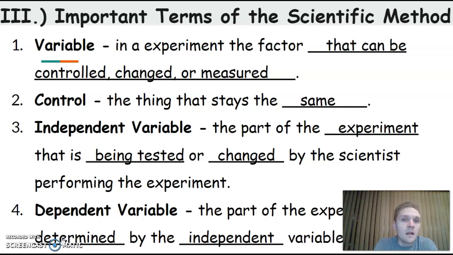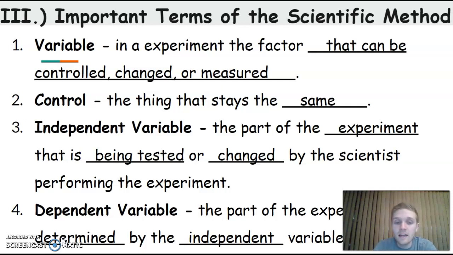And we'll look at a little bit more on the next slide of what kind of things are controls in an experiment. Then we're going to have the independent variable. That's the part of the experiment that's being tested or changed by the scientist. You can remember I, independent, I change. So the independent is the I change, the thing that the scientist, or you yourself, is changing in the experiment. It's the thing that you want to know if that has an effect on something.